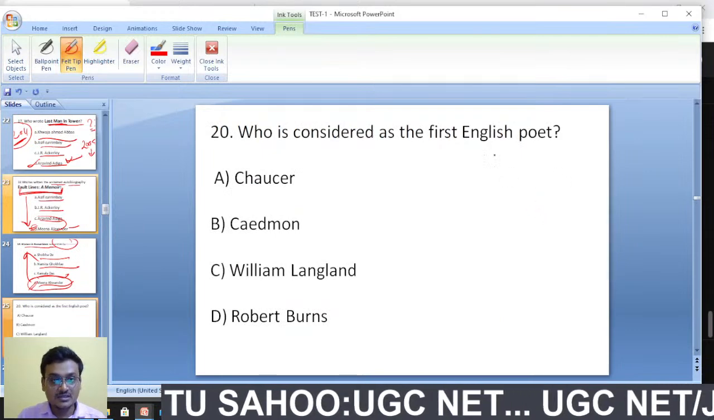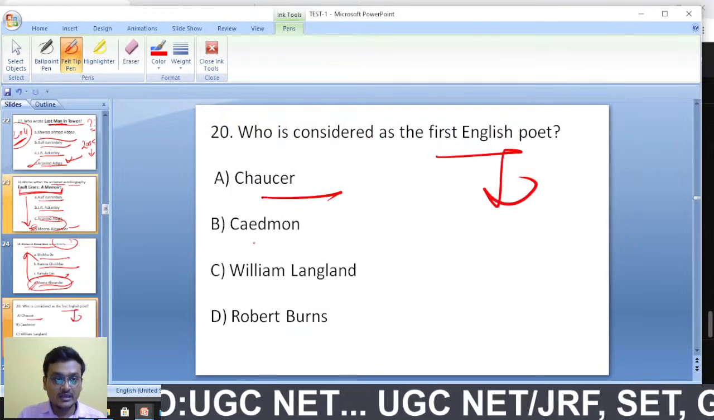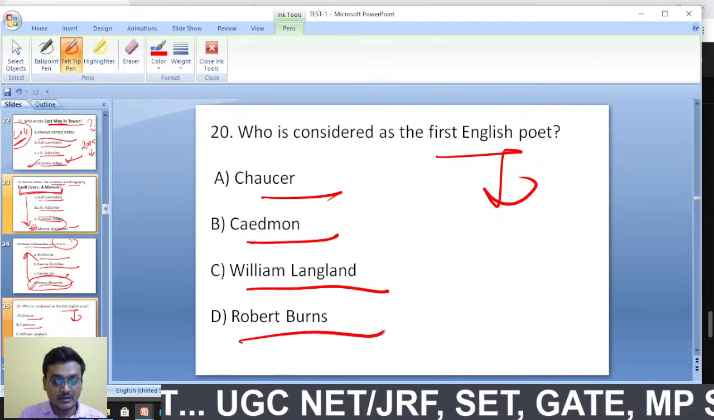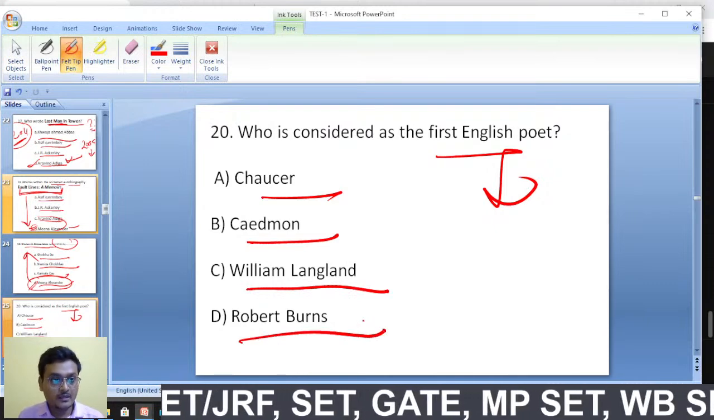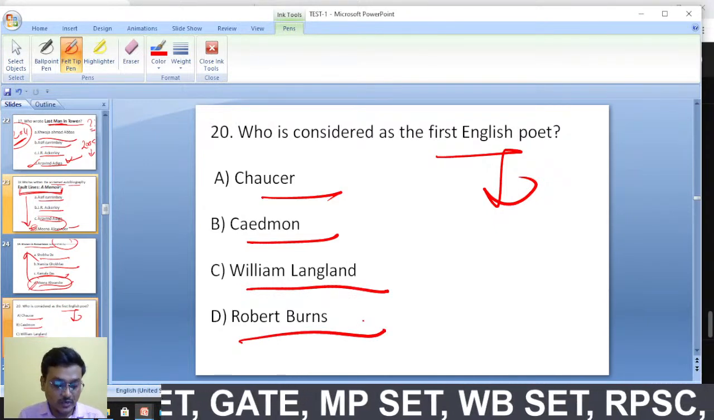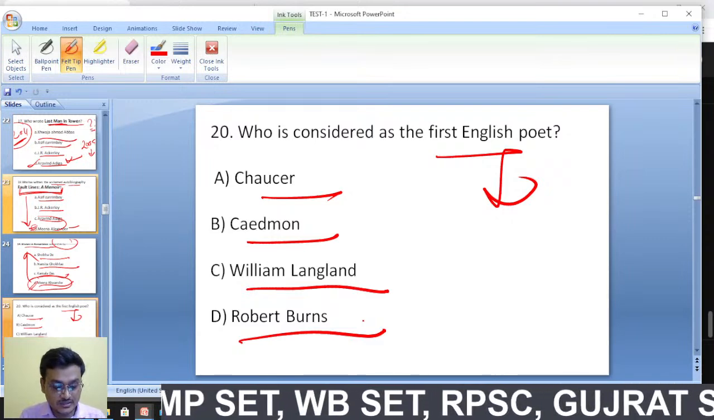Who is considered the first English poet here? Chaucer, Cadman, William Langland, Robert Burns. Okay. Who is considered the first English poet here? First English poet.